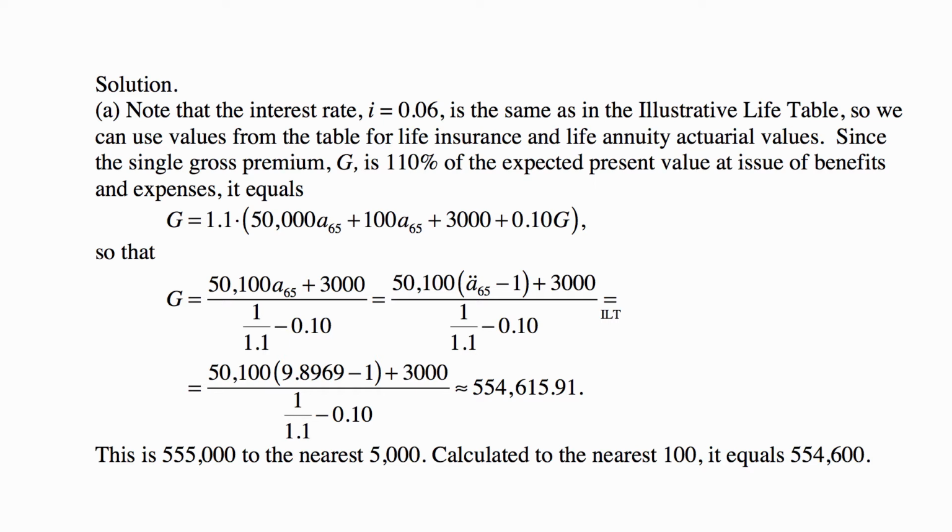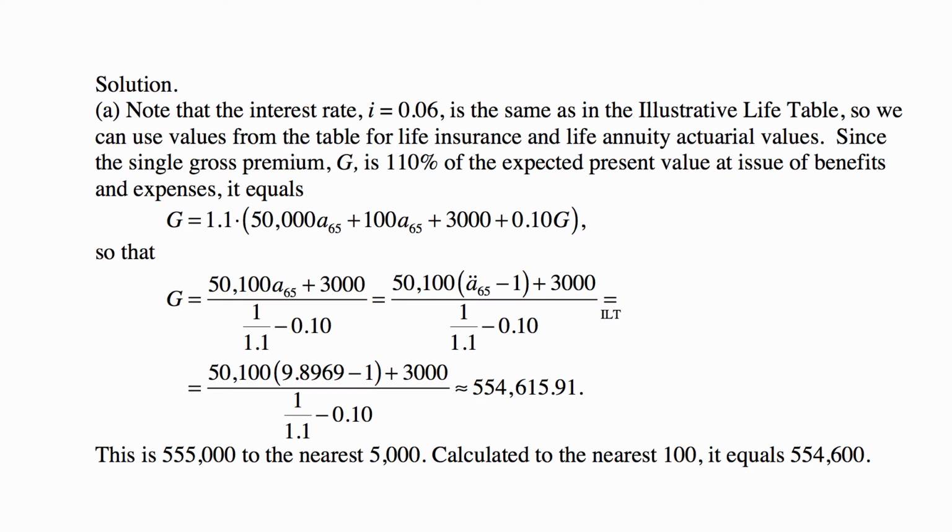Since the single gross premium is 110% of the expected present value at issue of benefits and expenses, it is equal to 1.1 times the expected present value of benefits and expenses. So, a 50,000 life annuity at the end of the year starting at age 65. So life annuity immediate starting at age 65, which means that the first payment is really at age 66, and expenses of 100 every year paid at the same time. The $3,000 expense plus 10% of premium.